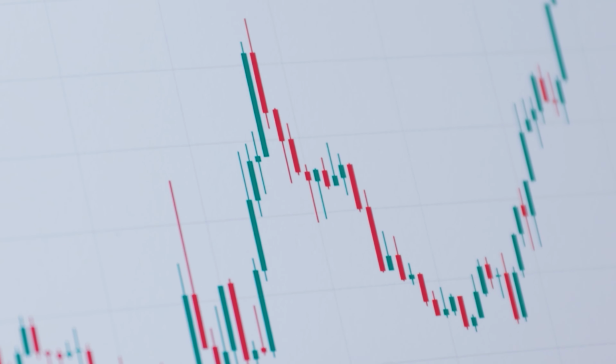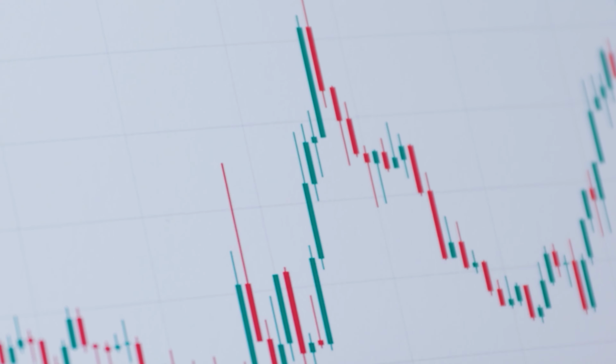But remember, indicators should never replace price action. Always start with the chart, identify the trend, mark your support and resistance zones, and then use these tools to confirm what you're already seeing. If the indicators agree with your analysis, great. If they don't, that's a sign to slow down and reassess.